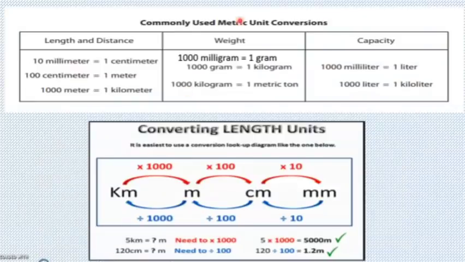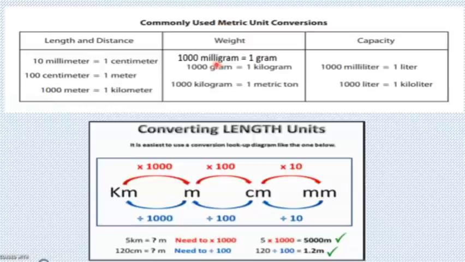Here are some commonly used metric unit conversions. First one is length and distance. Second is weight and capacity. We have already discussed this. Length and distance are measured in centimeter, meter, and kilometer. Millimeter is the smallest unit. 10 millimeter makes 1 centimeter. 100 centimeter makes 1 meter, whereas 1000 meters make 1 kilometer. In this conversion, you can see millimeter is the smallest, whereas kilometer is the greatest.